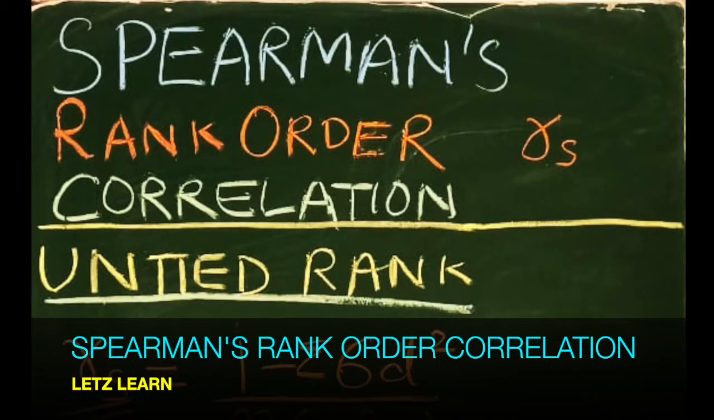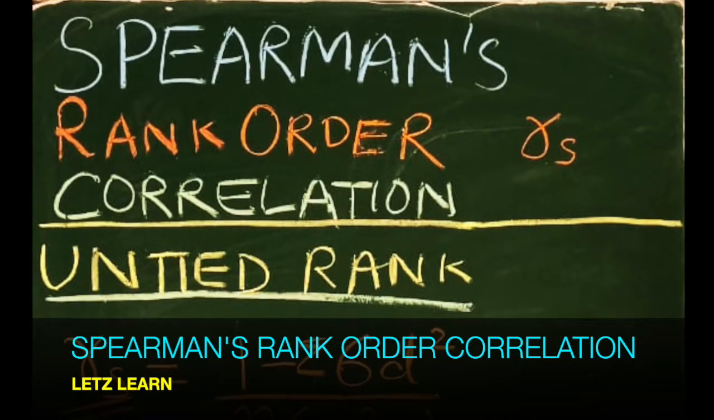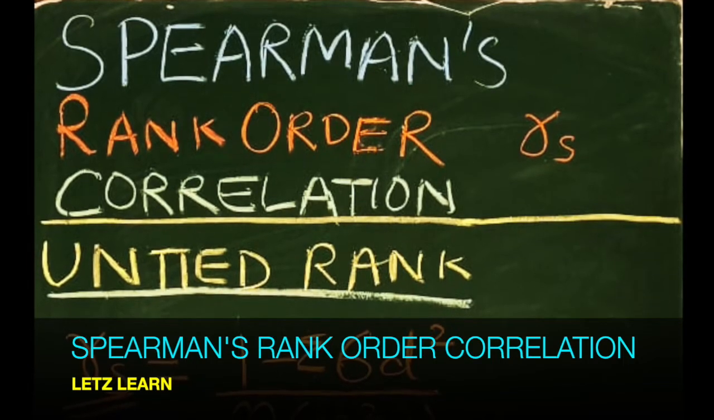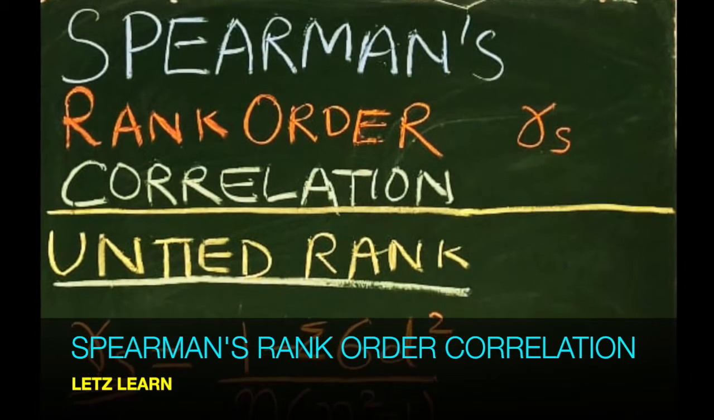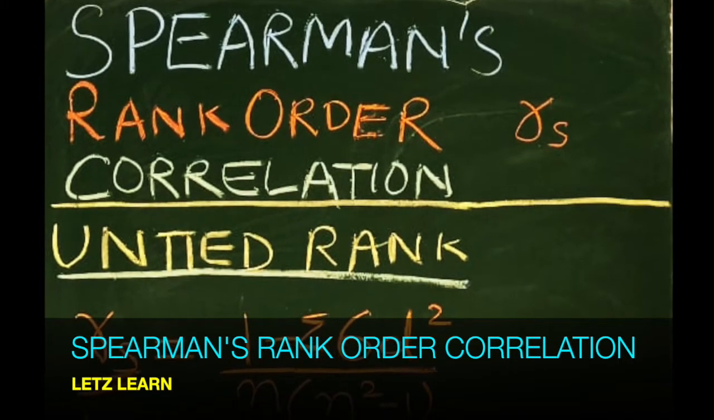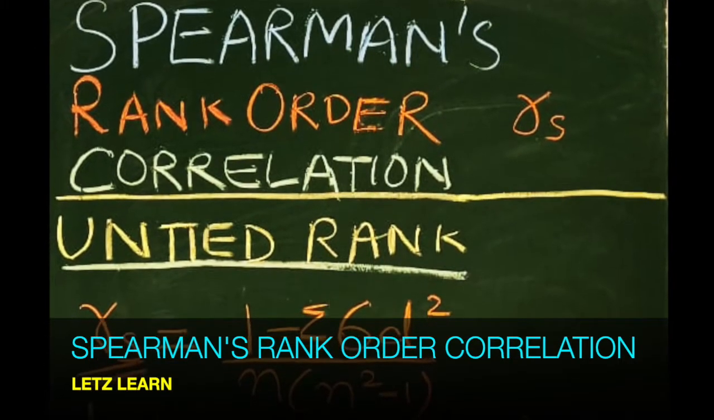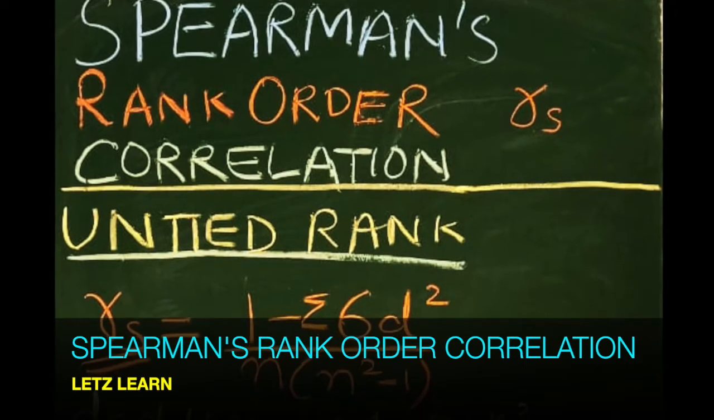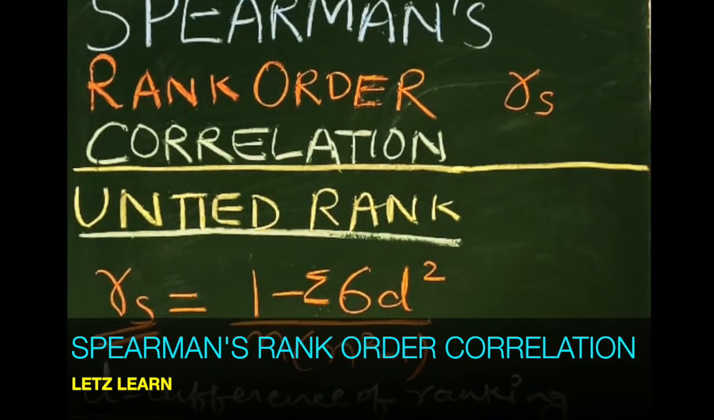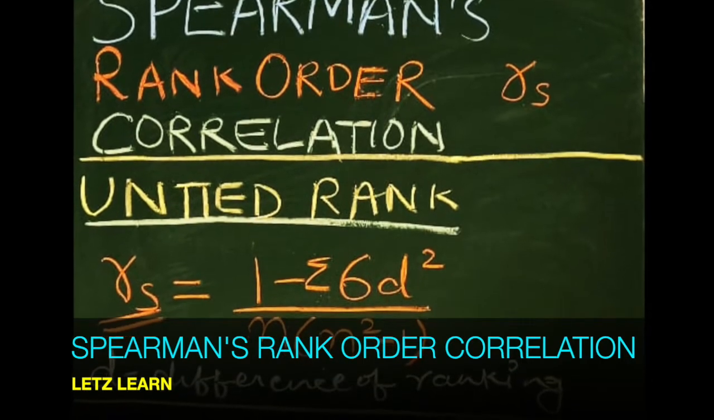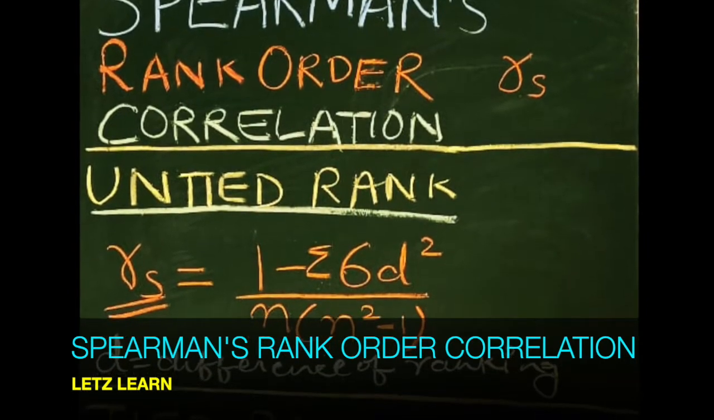So let's quickly go through the untied rank and tied ranking formulas here. In untied ranking, we calculate the correlation with this formula: 1 minus 6 times the sum of the squared differences between the rankings, divided by n into n square minus 1. Here n is the total number of variables.